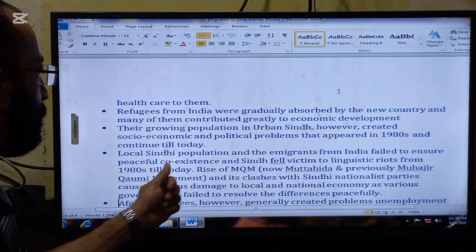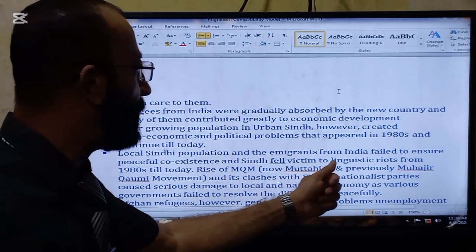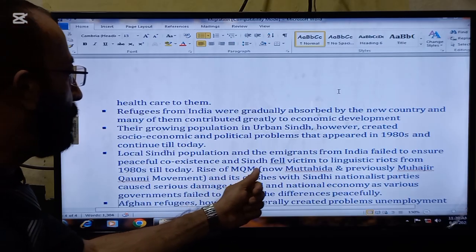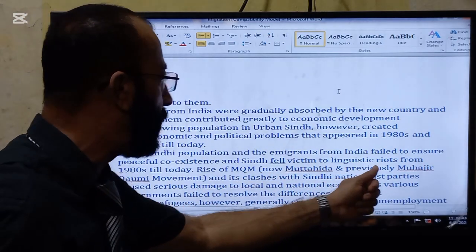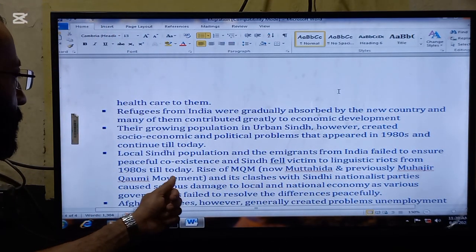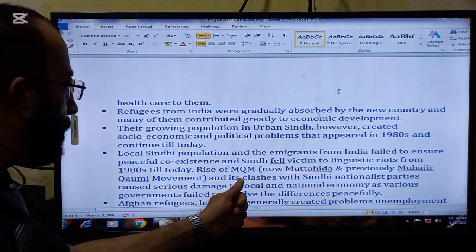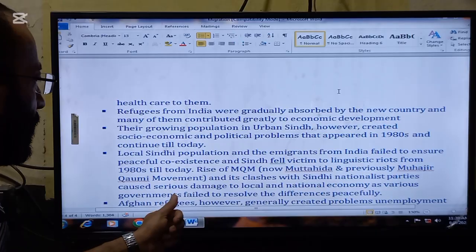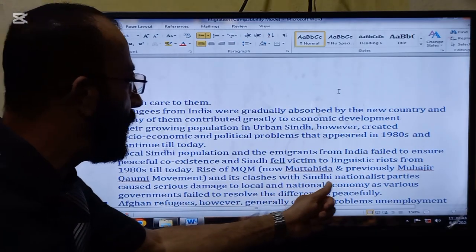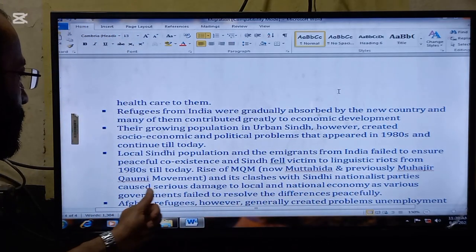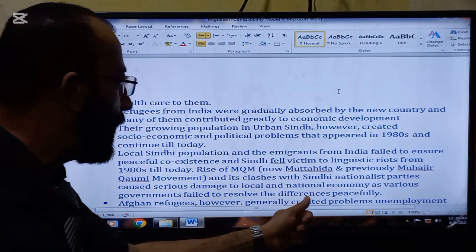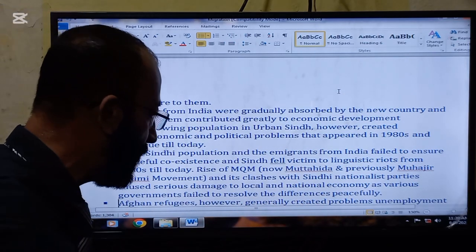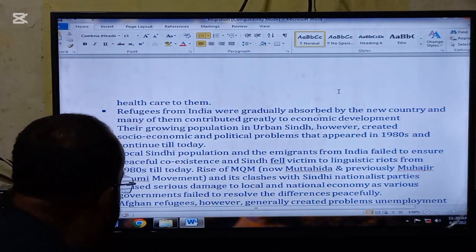Next, the local Sindhi population and the immigrants from India failed to ensure peaceful coexistence, and Sindh fell victim to linguistic riots from 1980s till today. Rise of the MQM, now Muttahida, and previously Mohajir Qaumi Movement, and its clashes with Sindhi nationalist parties caused serious damage to local and national economy as various governments failed to resolve the differences peacefully. So this is another bad effect.